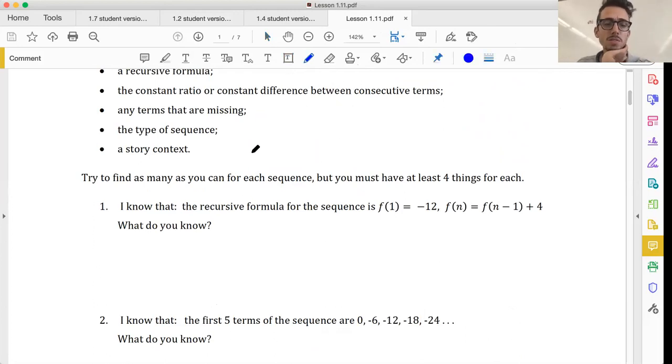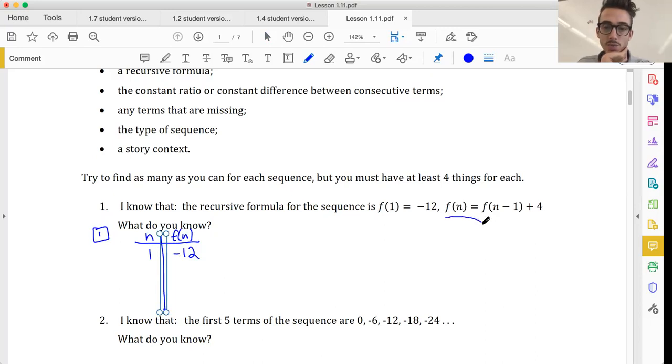Are you ready for this? I know that the recursive formula for the sequence is f of 1 equals negative 12. Ooh, I could show that in a table. You might say, what? You can? Yeah, you can. F of 1 is negative 12. Boom, just like that. That's one thing.